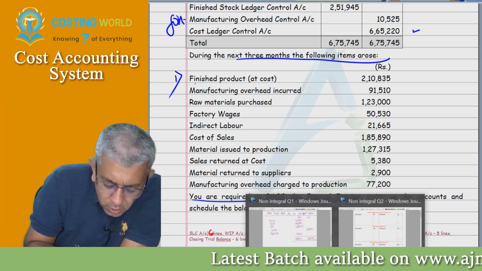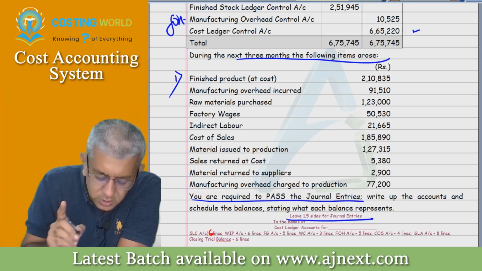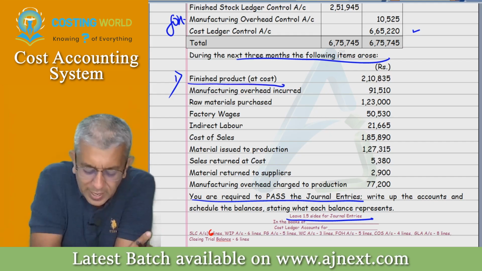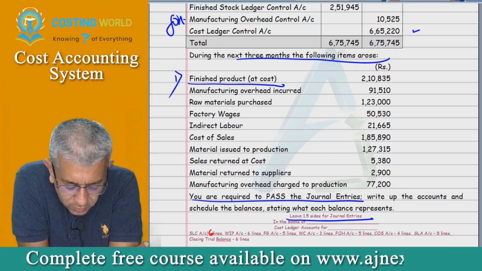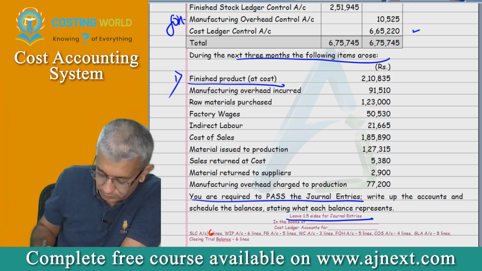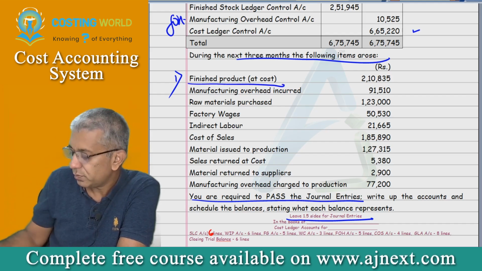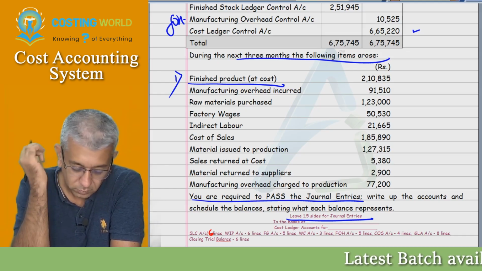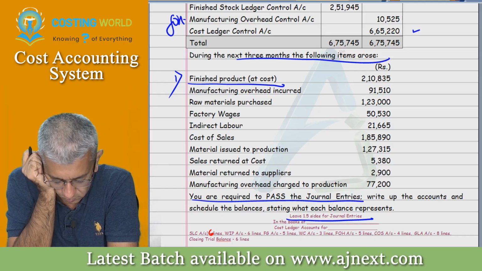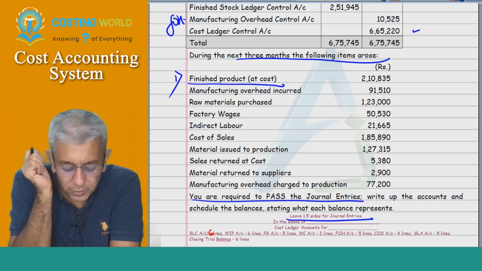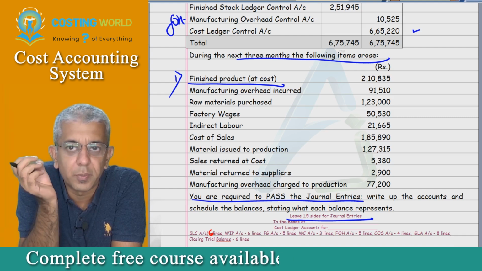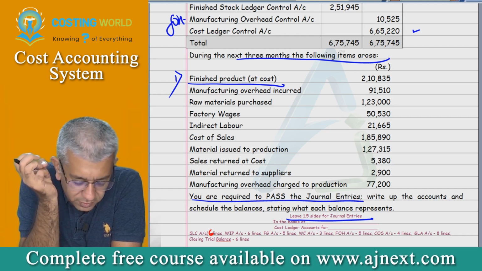Write down. You will give the title. You will write down first and write down finished product at cost. And then on the next line, you all write down the entries. Write down the entry. Finished goods account debit to WIP 2,10,835.